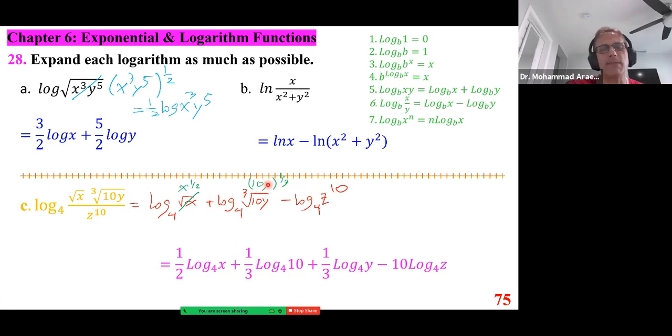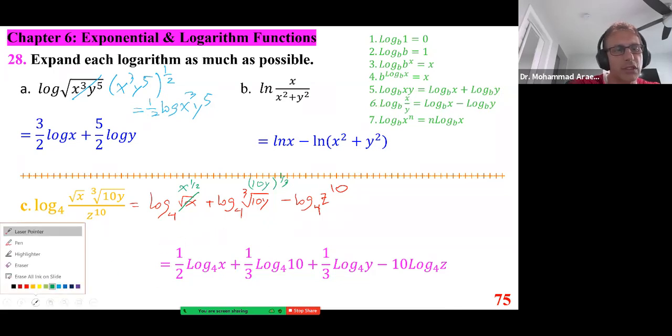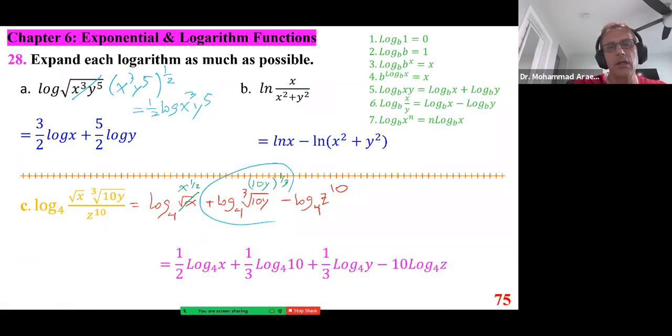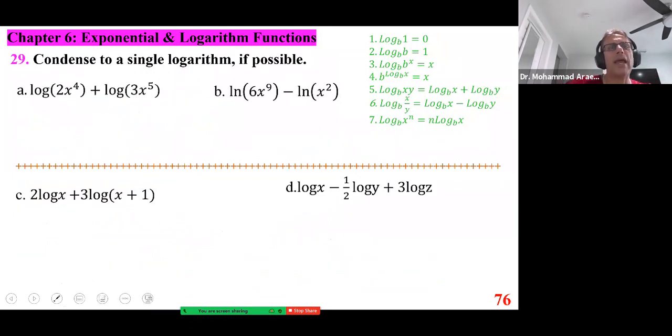So let's look at it one more time. So 1/2 log of x base 4. In this case, 1/3 log 10y base 4. Maybe I write that for you. So this part is 1/3 log base 4 of 10y and becomes this. Finally, the last one, 10 sits in front. Now let's go back and put them together.